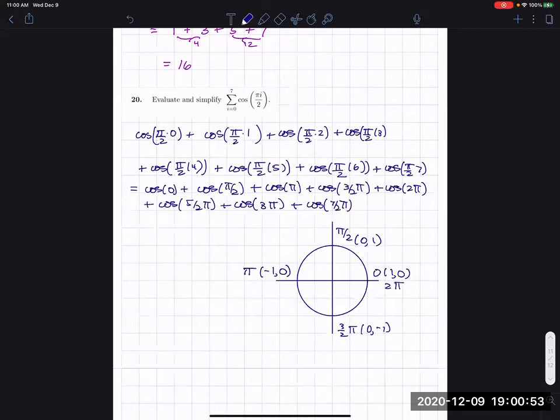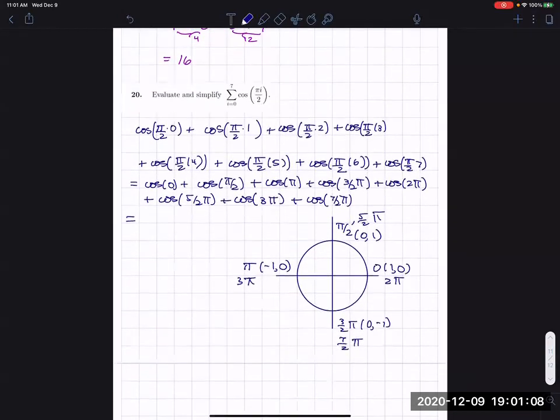And what else do I get? I get 5 halves pi, same coordinate, (0, 1). And then 3 pi is (negative 1, 0). And then 7 halves pi is (0, negative 1). So when I add these up, I'm just going around and getting the points, and what I do is I get the x coordinates.